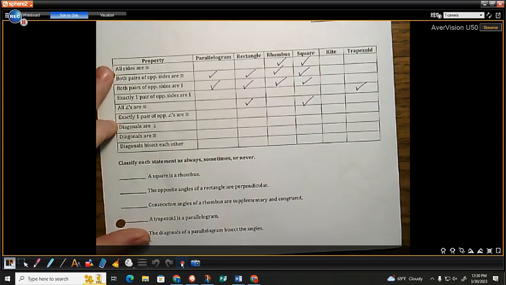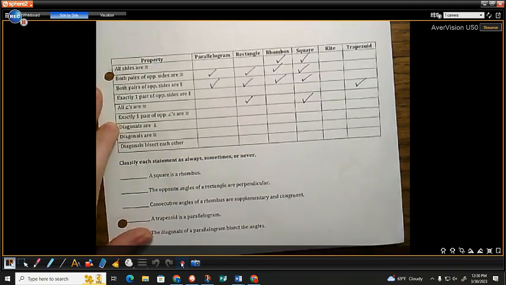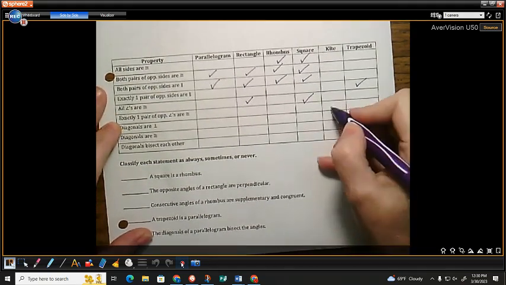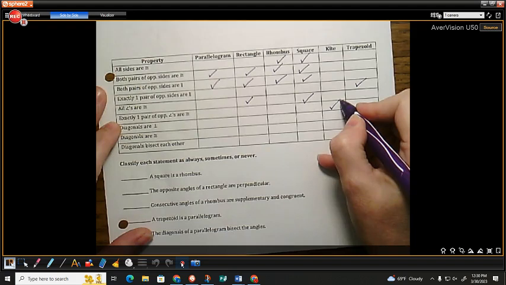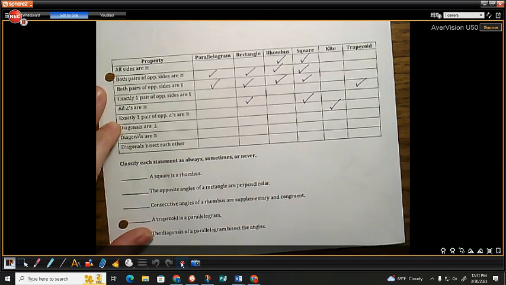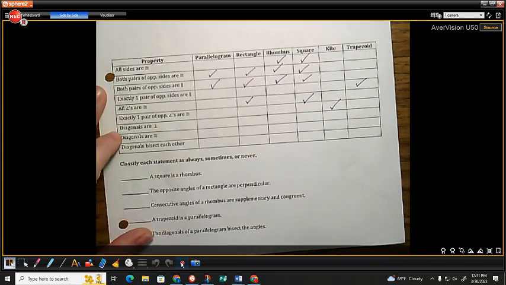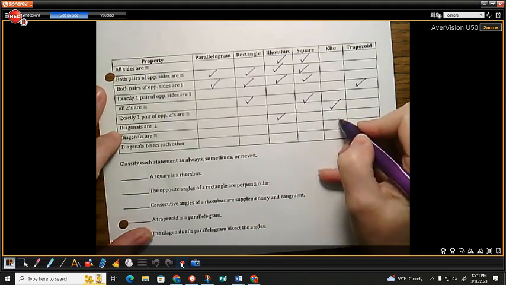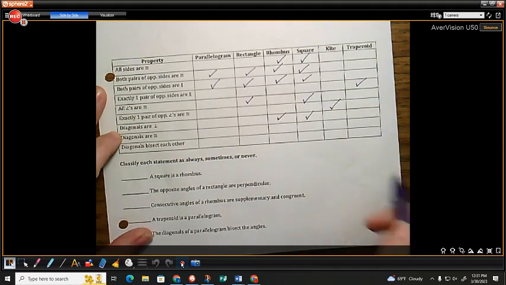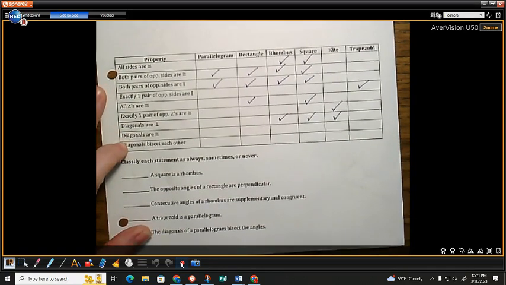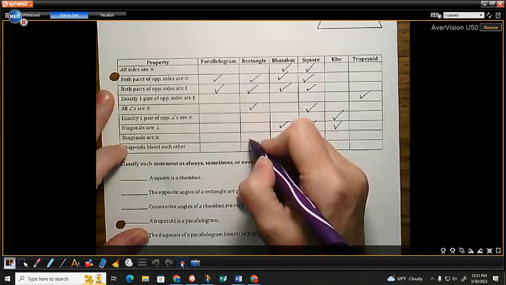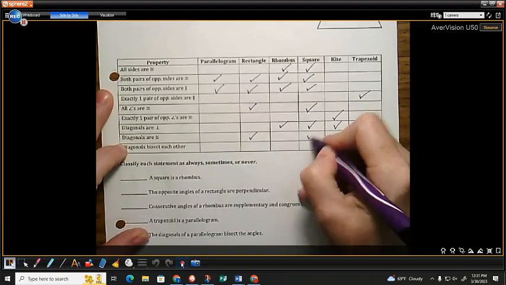Exactly one set of opposite angles congruent. That's your kite. Okay, because if it had both sets of opposite angles, you're going to have that parallelogram. Where are the diagonals perpendicular? Rhombuses, and that includes squares, and our kites. Where are our diagonals congruent? The rectangles, which includes squares.